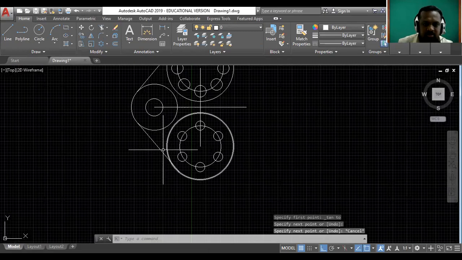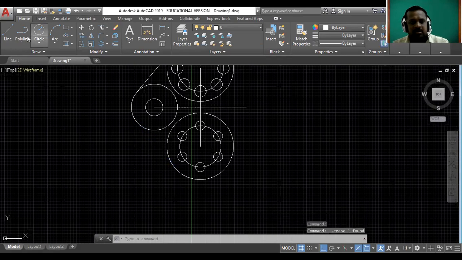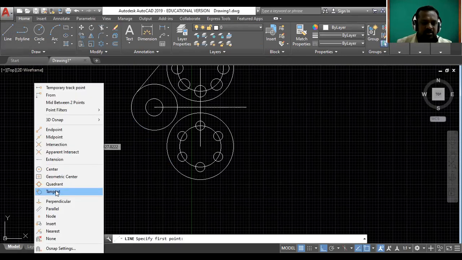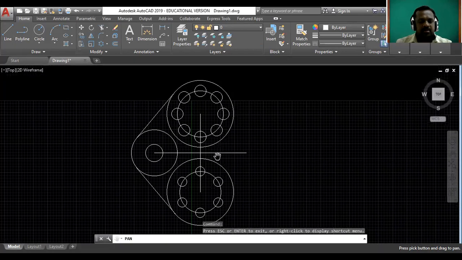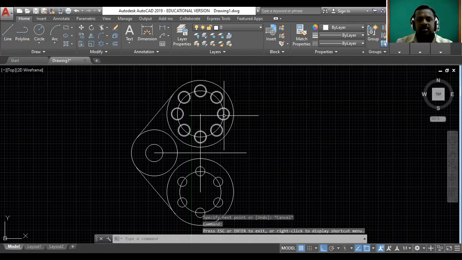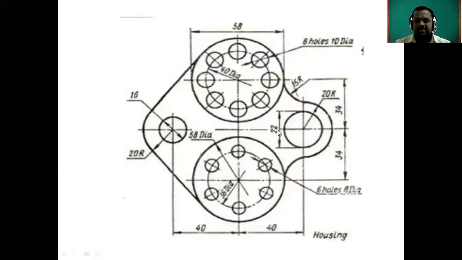Again, it is not joined properly, so I will repeat. Take the line, shift right click, tangent. Okay, so this side is completed. Then the next side remains.